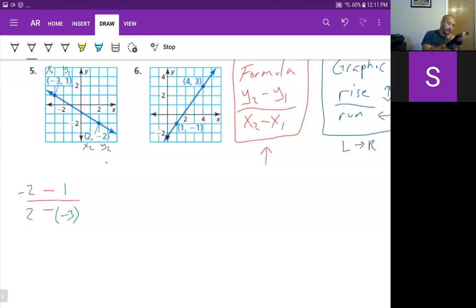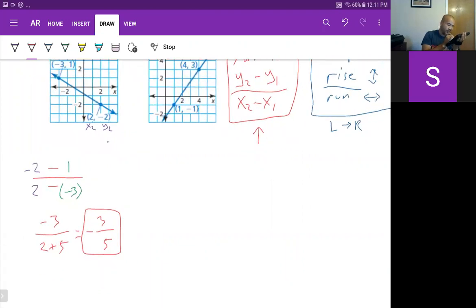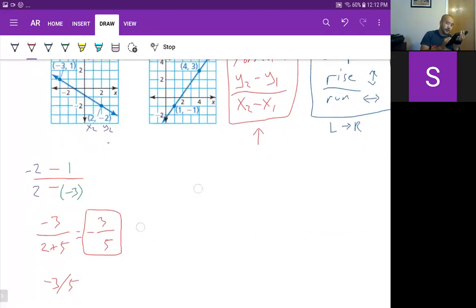So -2 minus 1 is -3. And then 2 minus -3, negative and negative make it positive. So it's -3 over 5 is your answer here. If you're typing that into the thing on Canvas, you would just do -3/5 like that. All right, that's the formula.